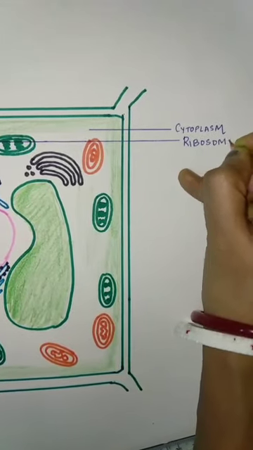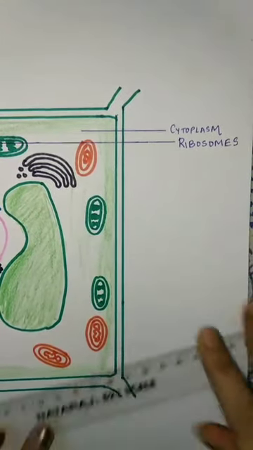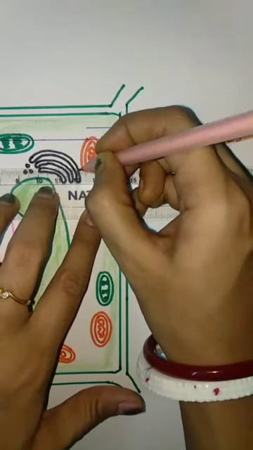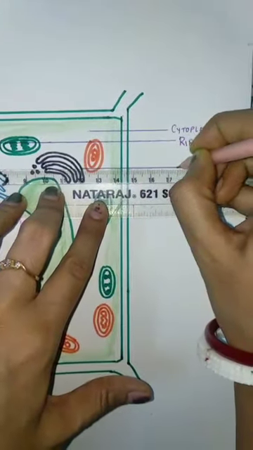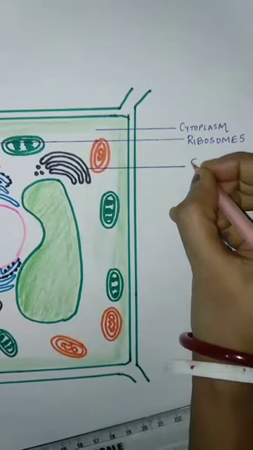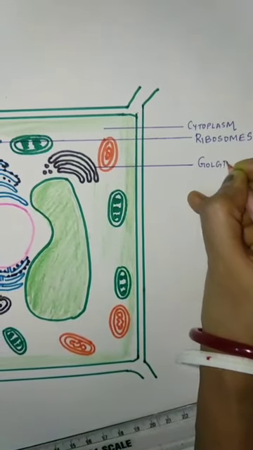Now ribosomes are the protein factories of the cell. I'll come to the explanation of the function part later. Now let us just concentrate on the labeling. So I have written over here ribosomes.